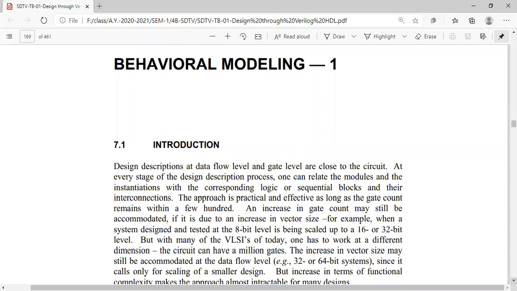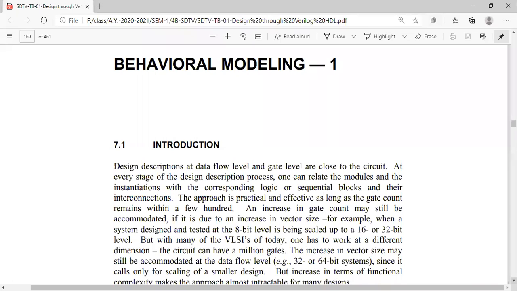So when we go with the behavioral modeling, here in the behavioral modeling, we will be mostly using loops also. We will be using some if conditions. If so and so thing happens, you execute this set of statements. If so and so thing happens, you execute this set of statements, like this.